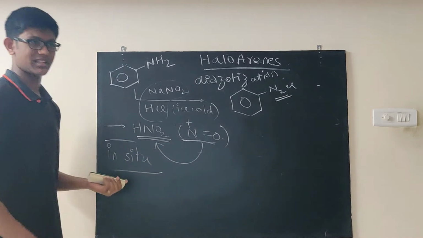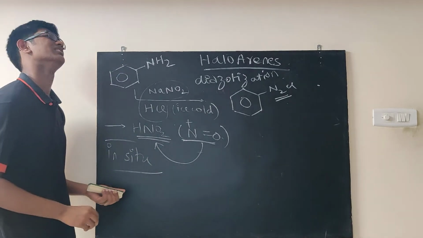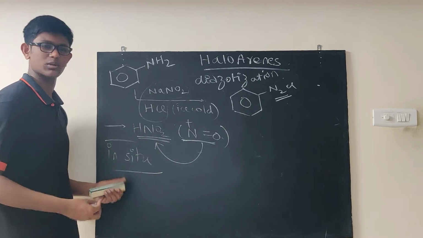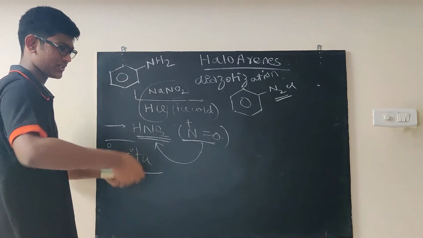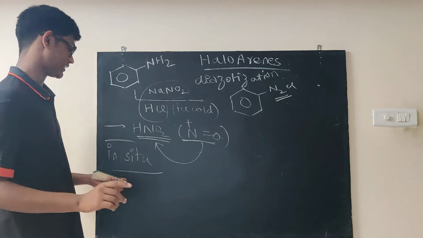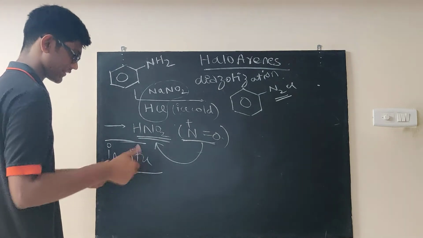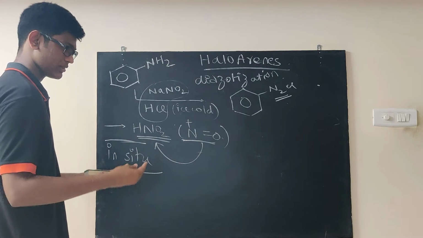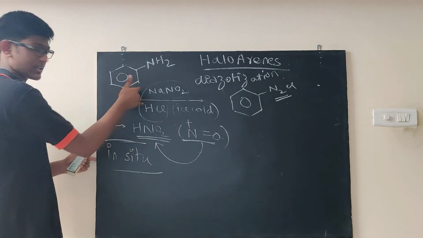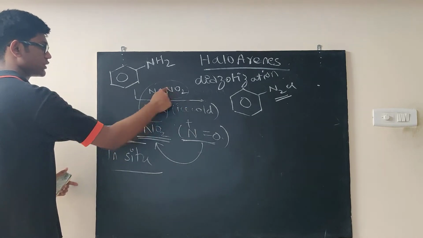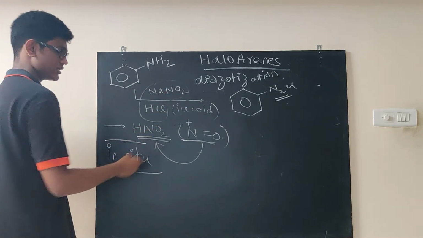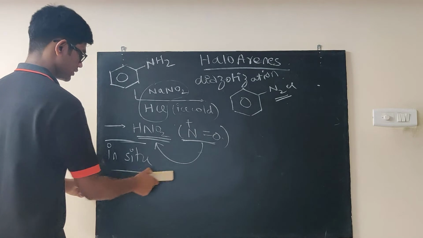If you remember your 10th geography, alluvial soil, black soil, whatever. One of them was called in situ soil because it's formed in the same region where the rocks are, something like that. In situ means at the same place. So in situ means it's formed at that location. HNO2 is formed at that location. That's why it's ice cold. That's why you use NaNO2 and HCl, because HNO2 is highly unstable at normal temperatures.